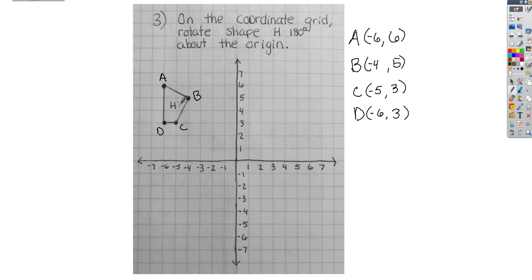Now we need to rotate it 180 degrees, and we said all we have to do to rotate it 180 degrees is flip the sign. So if it's positive, we make it negative, and if it's negative, we make it positive. So A prime. 6 is negative, so the opposite would be positive 6, and this 6 is positive, so the opposite would be negative 6.